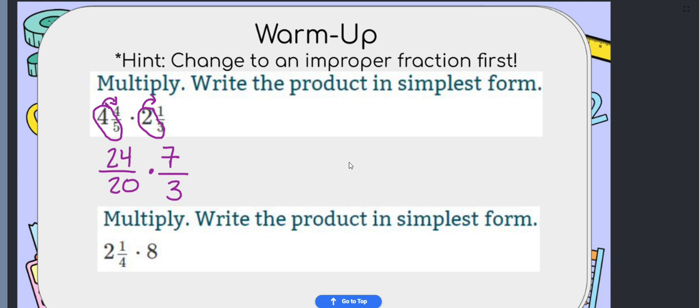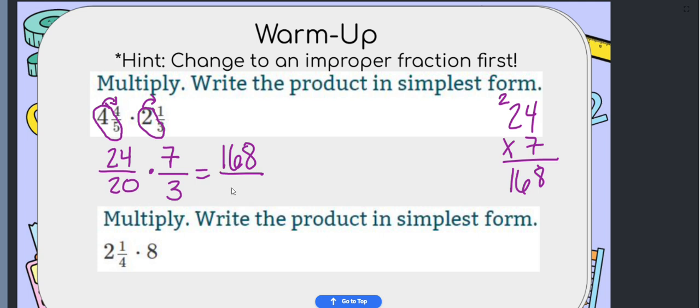Now, I don't know what that is off the top of my head, so I'm going to go over here and do 24 times 7. 4 times 7 is 28. 2 times 7 is 14, plus 2 more is 16. So 168 over 20 times 3. Now, that one I can do in my head because 2 times 3 is 6. I'll add my 0 back on, so 60. So you're done with the multiplication.